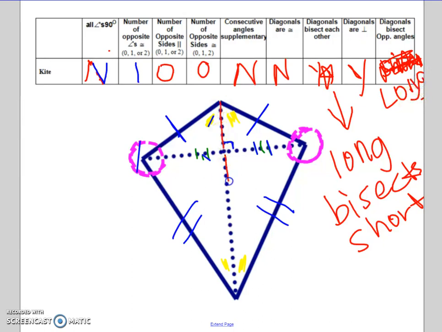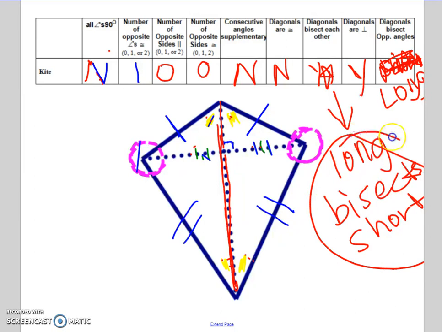So remember, this one is not only bisecting this diagonal, but it's also bisecting these angles and bisecting these angles. So no, 1, 0, 0, no, no, yes, kind of, because the long bisects the short, yes, and then again, yes, kind of, because the long one bisects the angles. Okay.